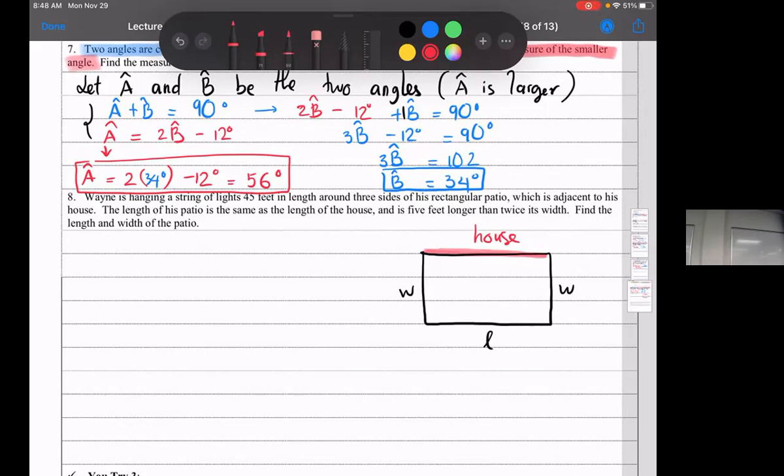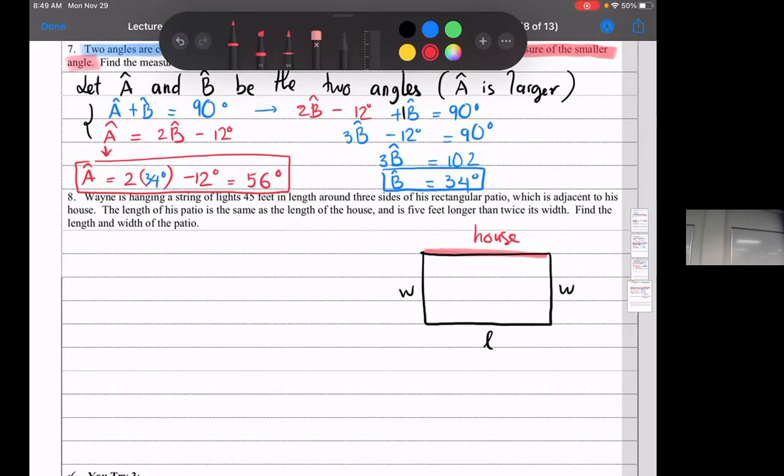Start with the easy sentence. I'll tell you what the easy sentence is. The easy sentence is the second sentence. Let me start with that. One person got it. Now the first sentence is not that hard, just read carefully. Remember three sides, not four.